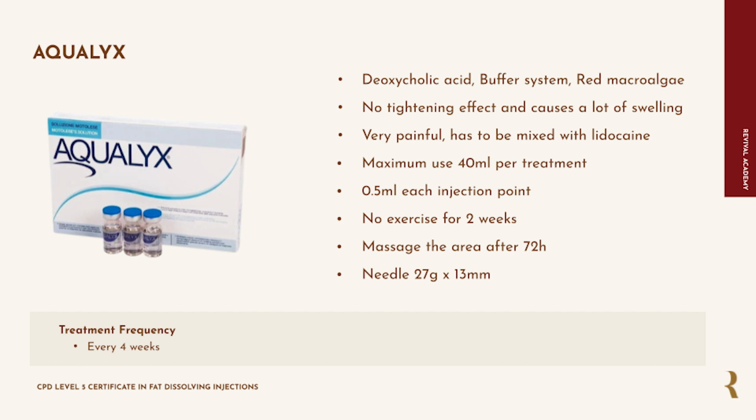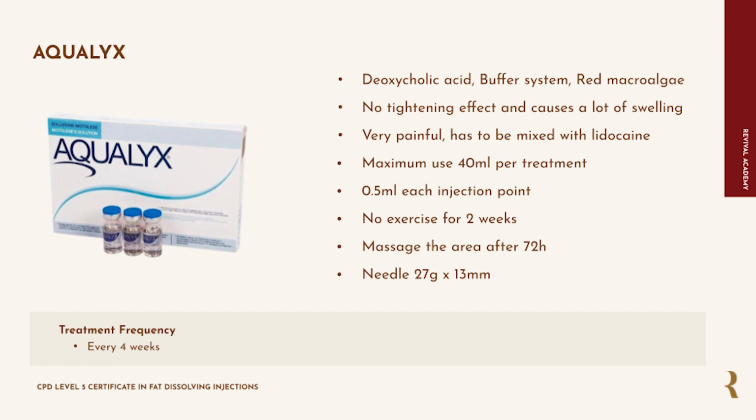So if you ever choose to mix it with lidocaine, the ratio is about 1 to 10. So if you are using a 10 ml syringe, you mix 1 ml lidocaine with 9 ml Aqualux. If you're using a 5 ml syringe, you would do 0.5 lidocaine with 4.5 Aqualux. And then again, you will put on the numbing topical cream on top and inject. However, if you don't mix it with lidocaine within the syringe, it's unfortunately extremely painful to the client.